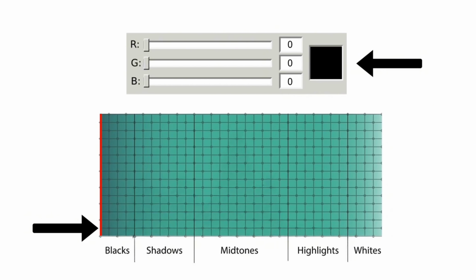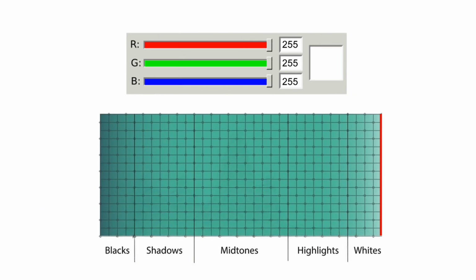Now, what do these numbers mean? 0 means that channel has no light. The number 255 means that channel is at its maximum brightness. For example, when all channels are 0, it becomes absolute black. And conversely, when all channels are 255, it's absolute white.